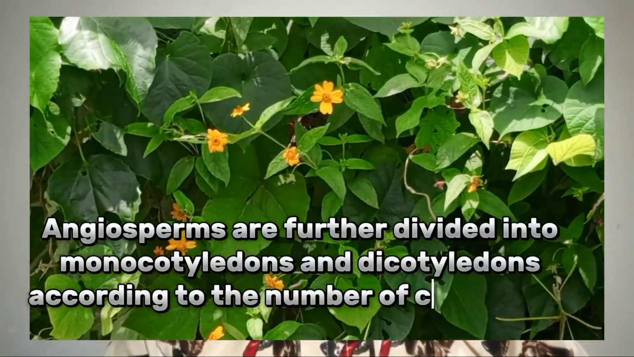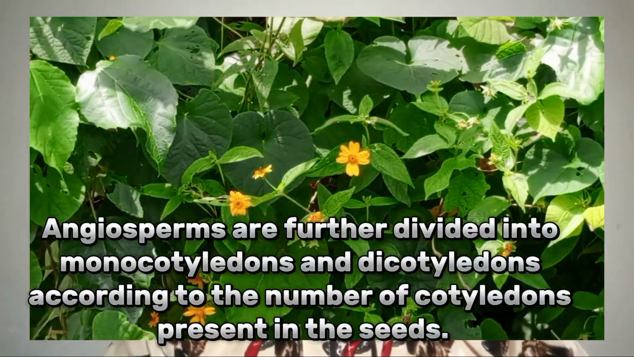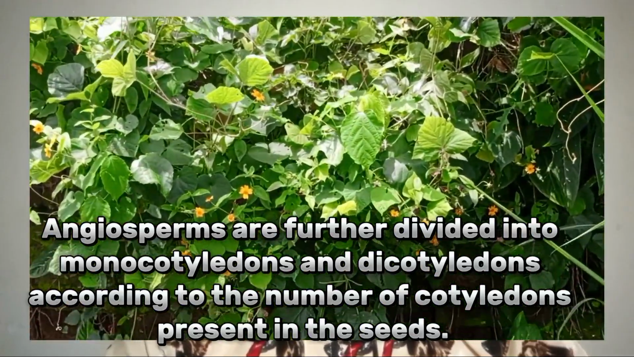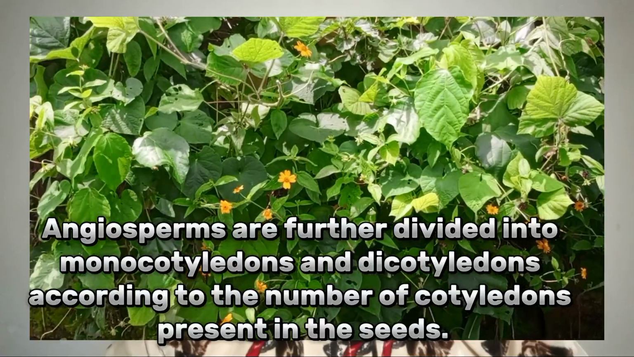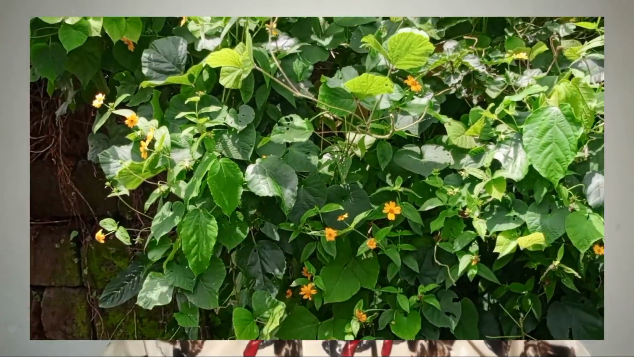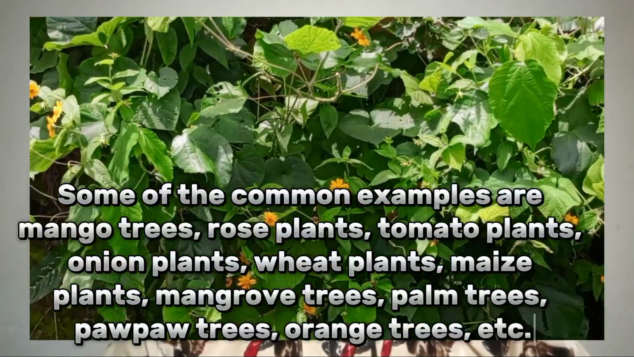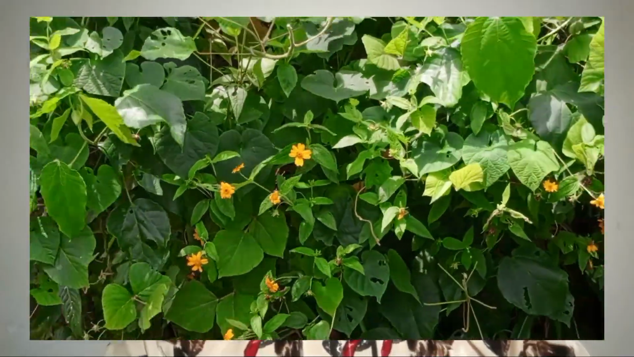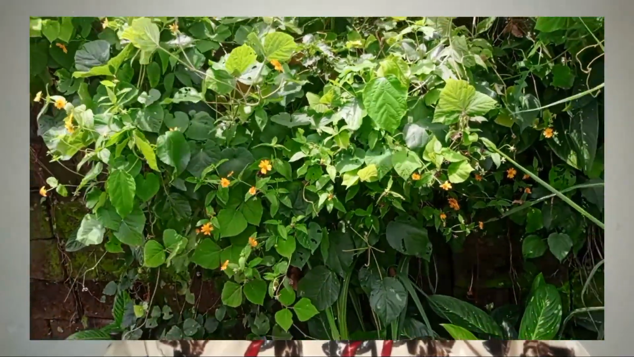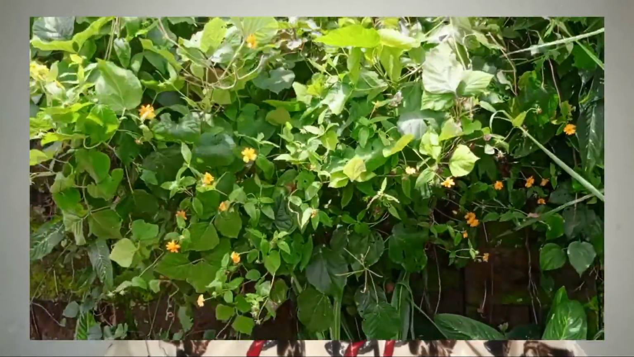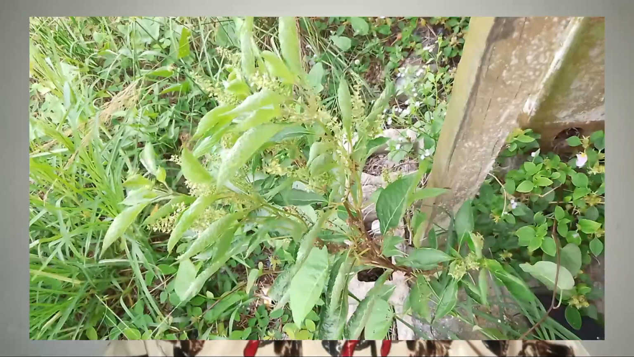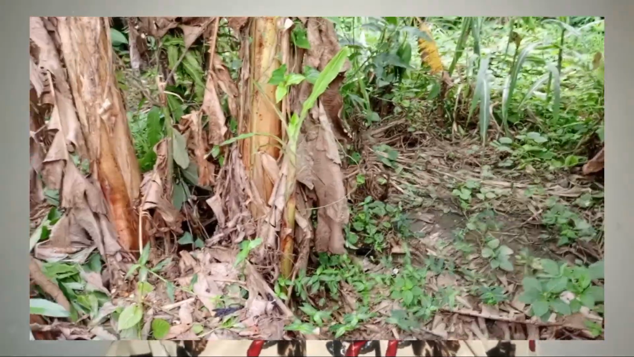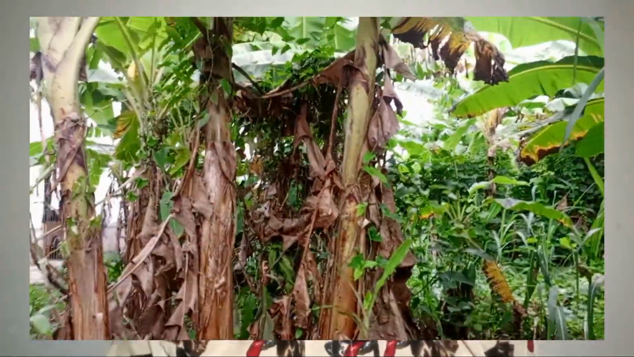Now, the angiosperms are further divided into monocotyledons and dicotyledons according to the number of cotyledons or the seed leaves they possess. Okay. Some of the common examples of angiosperms include mango trees, rose plants, tomato plants, onion plants, and the hibiscus flowers and the grasses, some of the grasses we see around. In fact, most plants we see commonly are basically the angiosperms, flowering plants.